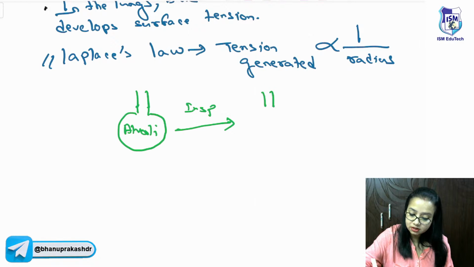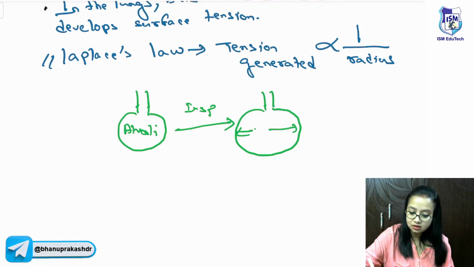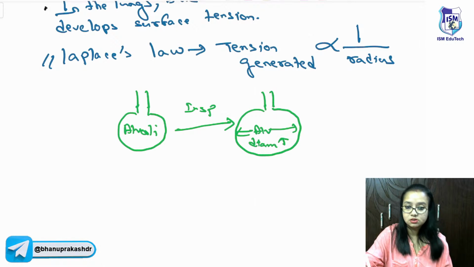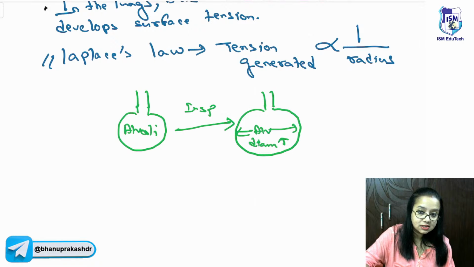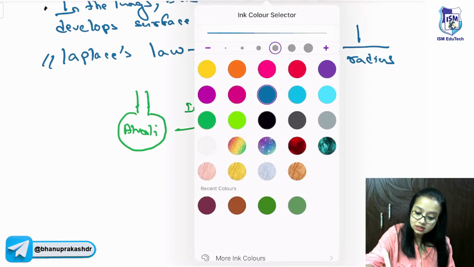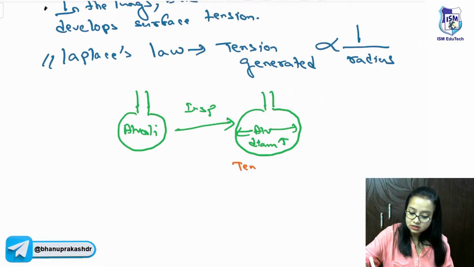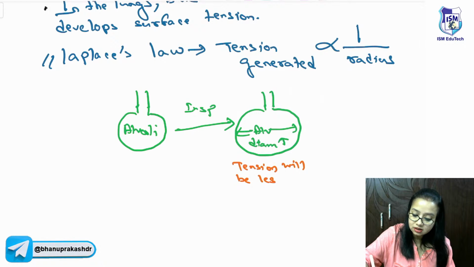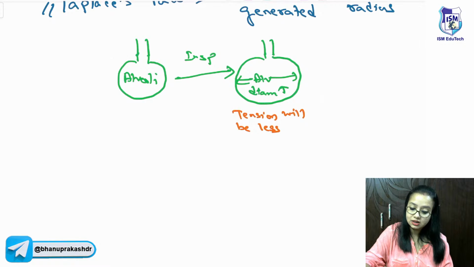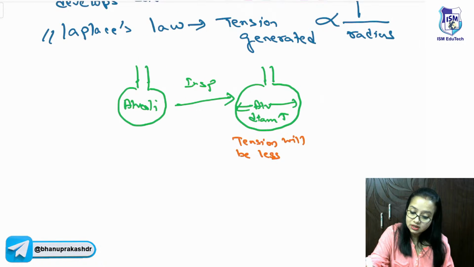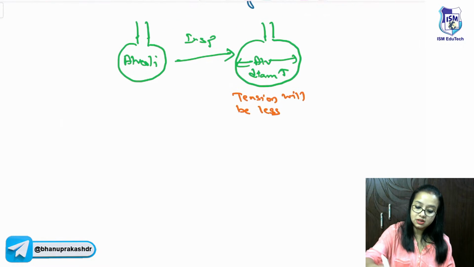During inspiration, what will happen? We know there will be expansion in the diameter of the alveoli, right? The alveoli diameter increases during inspiration. So, what is the tension generated? See, tension generated is inverse to the radius. Diameter increased means tension generated will be less. Why? Because tension generated is inversely proportional to the radius. During inspiration, the radius is increasing, so the tension generated will be less.